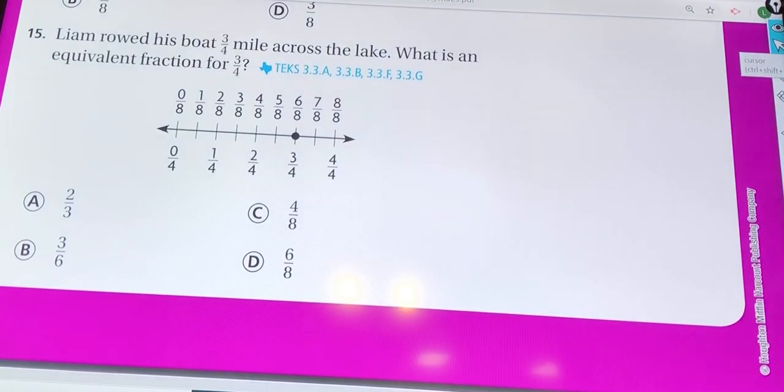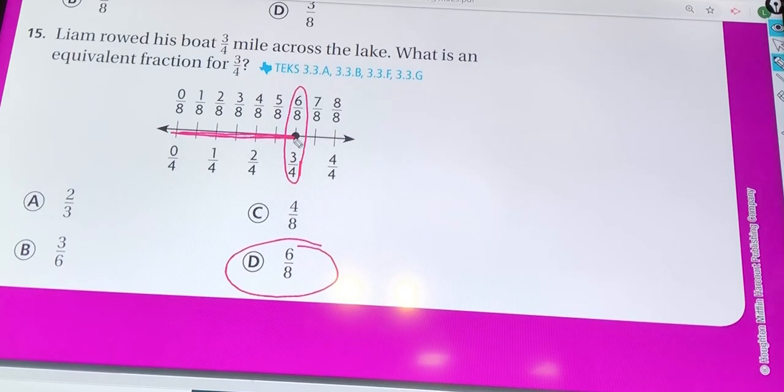And finally, Liam rowed his boat 3/4 of a mile across the lake. What is an equivalent fraction for 3/4? So I'm going to find 3/4. And my equivalent fraction is 6/8. Here my number line is cut into 4 pieces. Here my number line is cut into 8 pieces, and the part where they're equal is here.